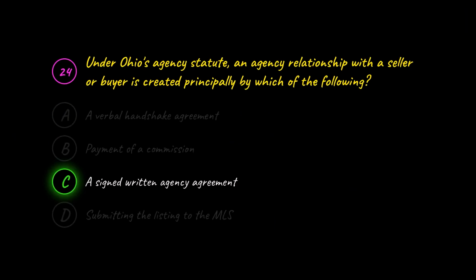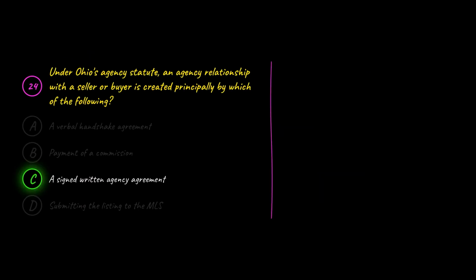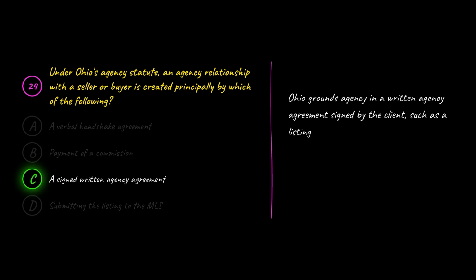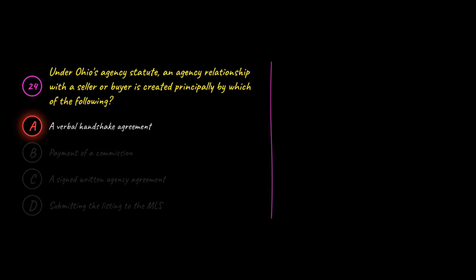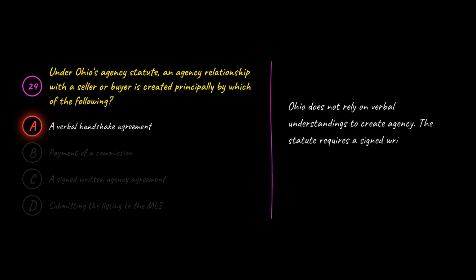The correct answer is C. A signed written agency agreement. C is correct because Ohio grounds agency in a written agency agreement signed by the client, such as a listing agreement or a buyer agency agreement. The relationship is established by that written engagement rather than left to implication. A is wrong because Ohio does not rely on verbal understandings to create agency. The statute requires a signed written agreement so consumers know in writing exactly who represents them.